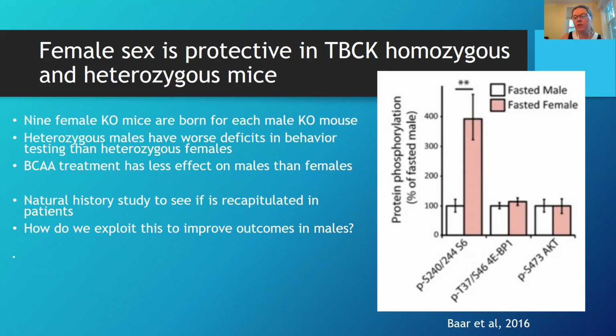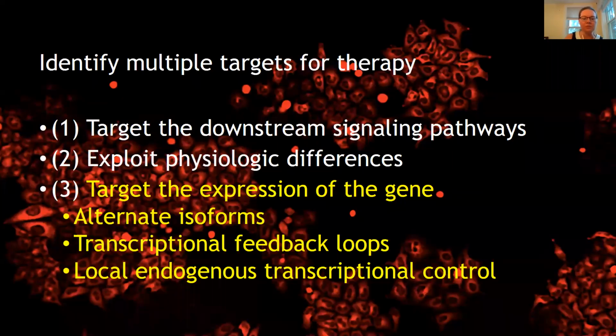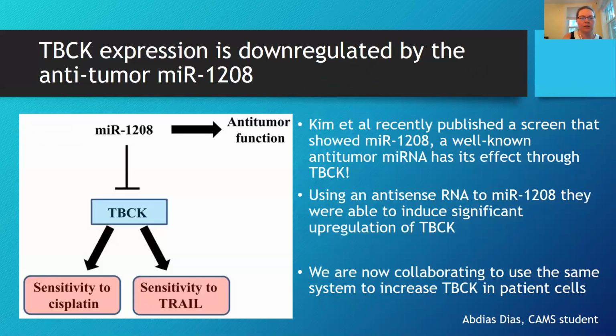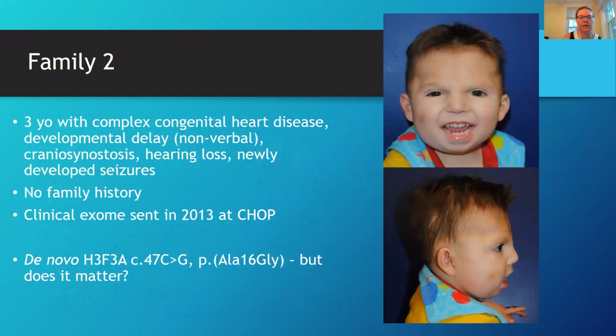So we're trying to get all the pieces of the puzzle and put them together. If we know that's true for females, how can we use that to help males and bring the males to the level of the females? And one of the things that we're really interested in is targeting the expression of this gene. I'm going to skip through a little bit of this to make sure that we can get to the next disease that I want to show you.